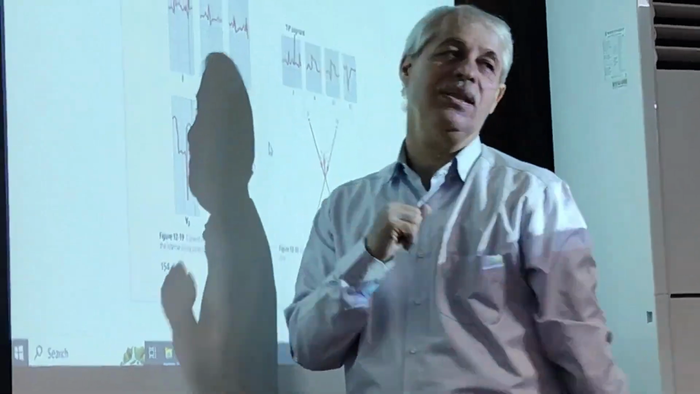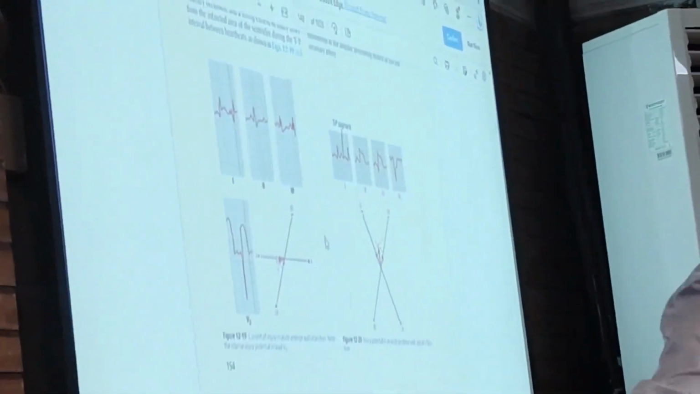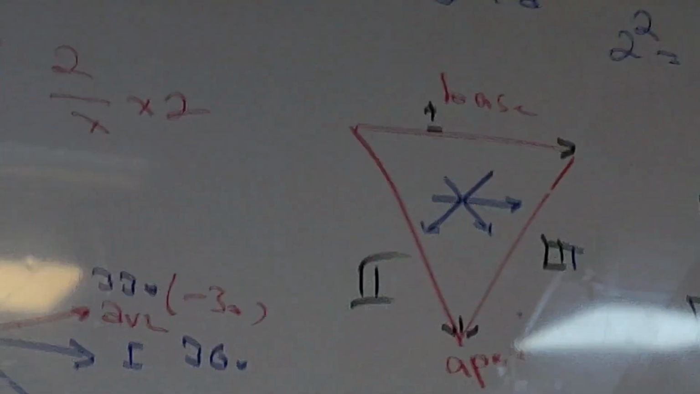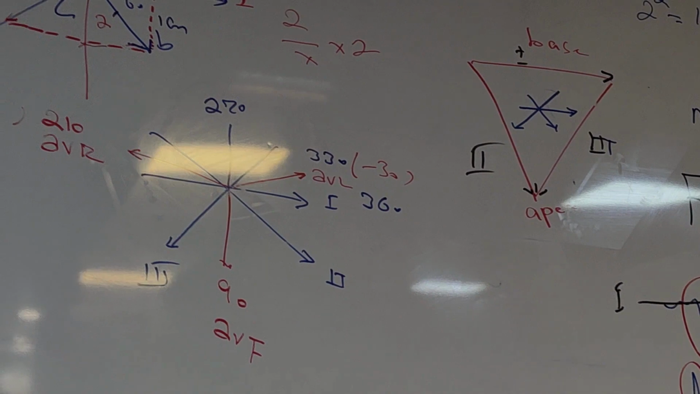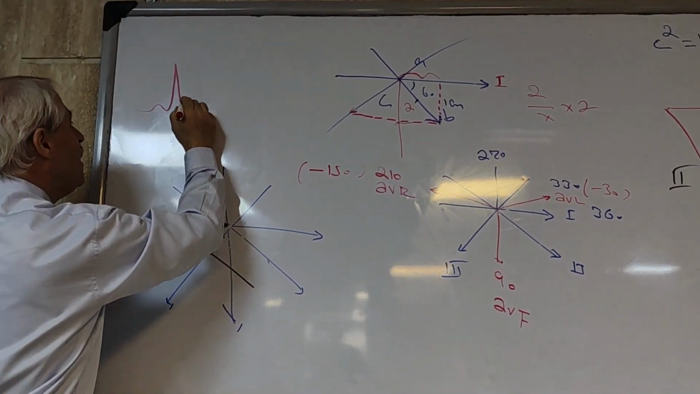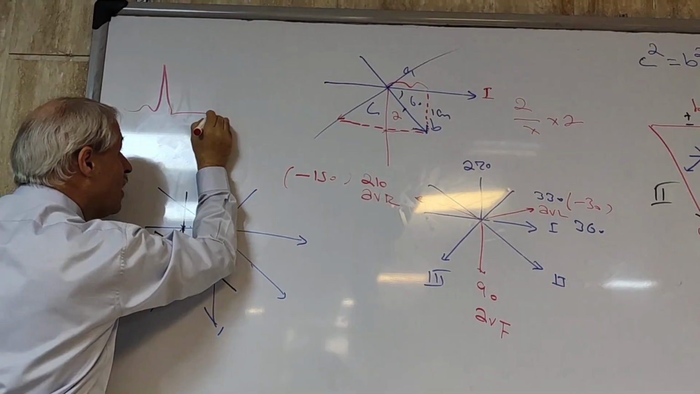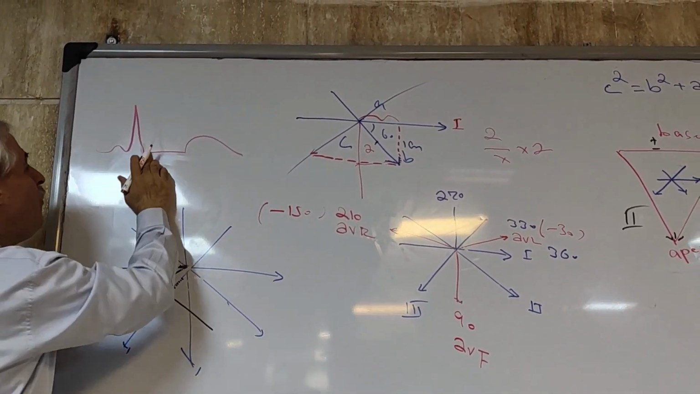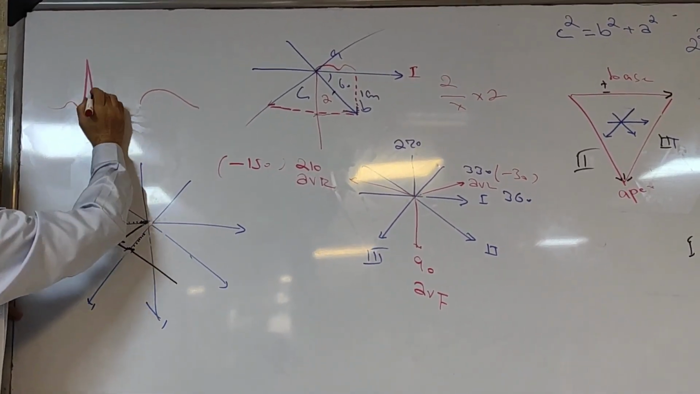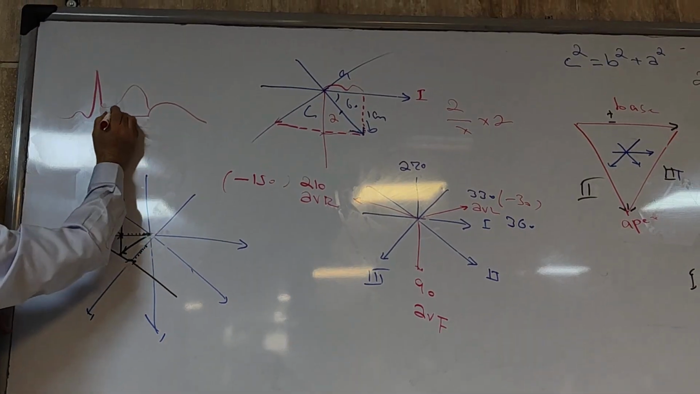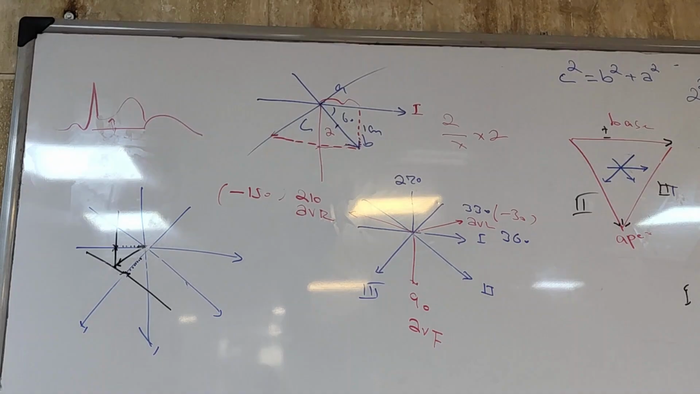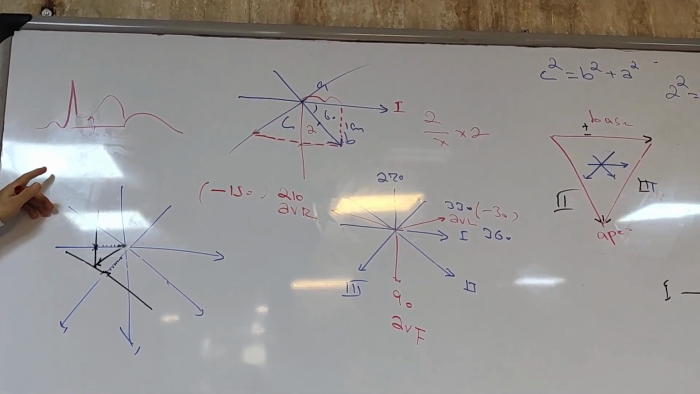A V2 trace is put here. When you have infarction, this is clinically important. When you have infarction, you have ST changes. From the end of S, this is ST. You should have this straight line, then T. If you have infarction, the ST is not straight. You will have something like that. This is called ST elevation. This is clinically used.